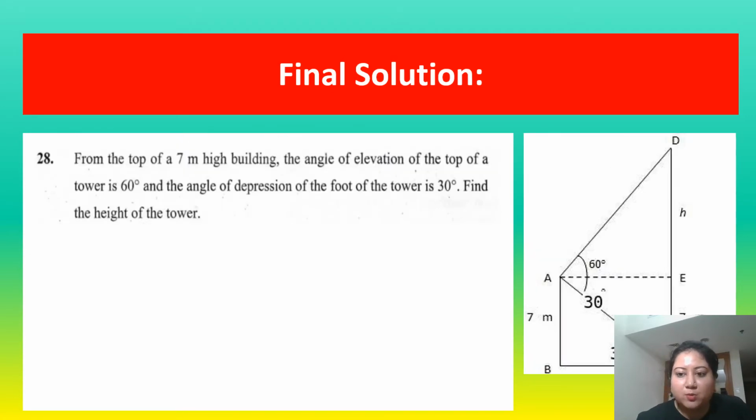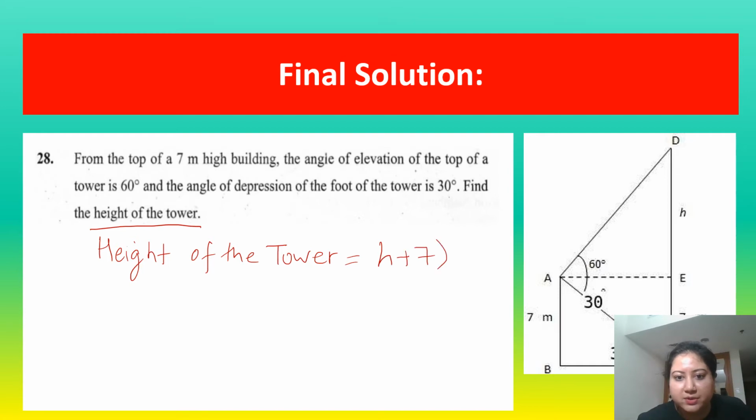Okay, students, so now we're on the last part of the question where we just summarize the solution. So let's summarize what we learned in this question. In this question, we had to find the height of the tower. And as you see in the figure, I would remind you that the height of the tower here is equal to the height of CD, which is h plus 7 meters.